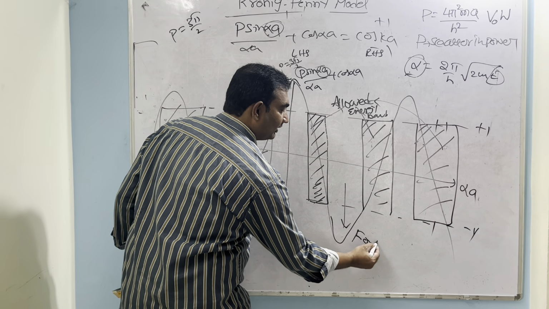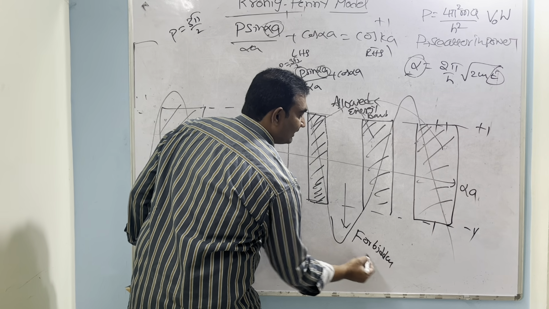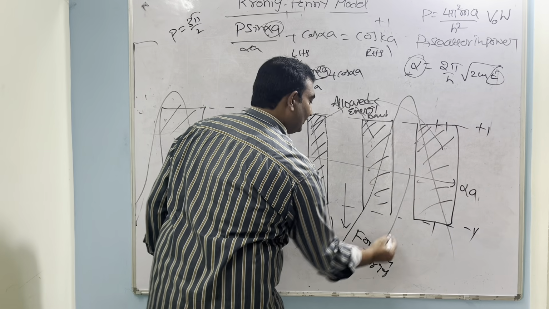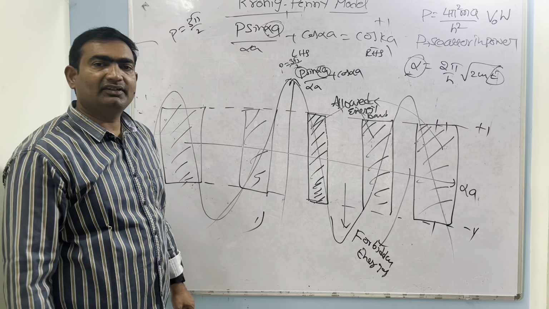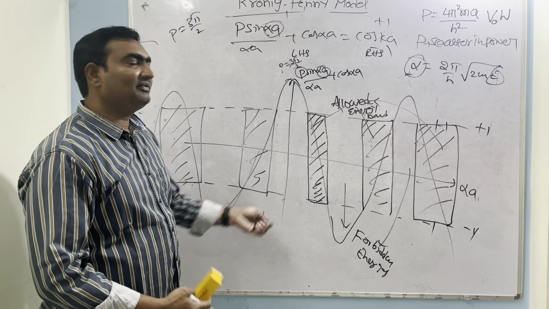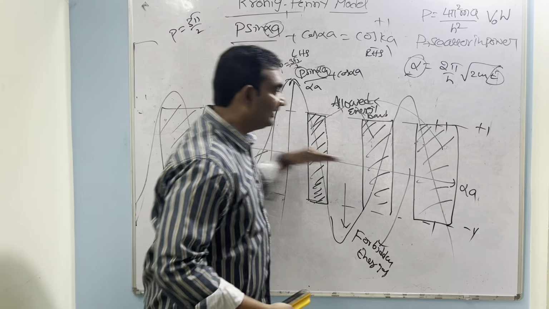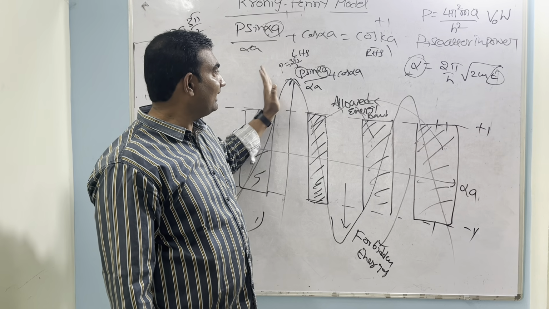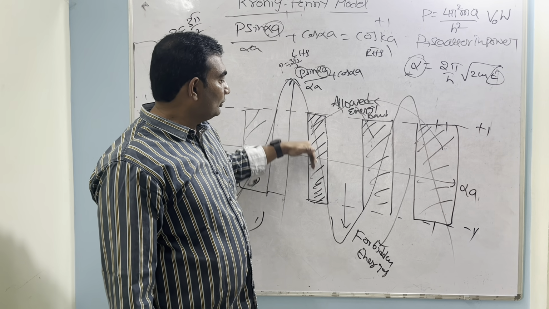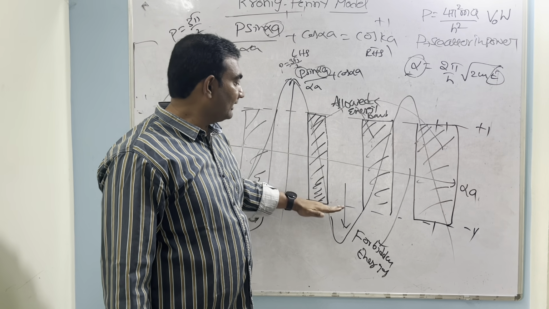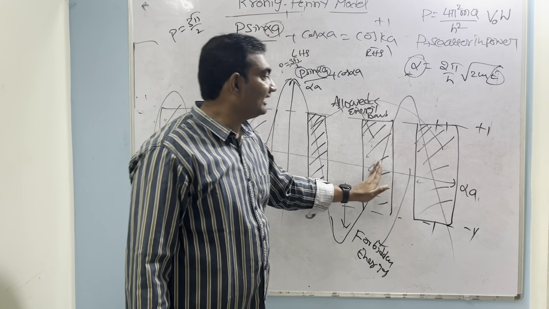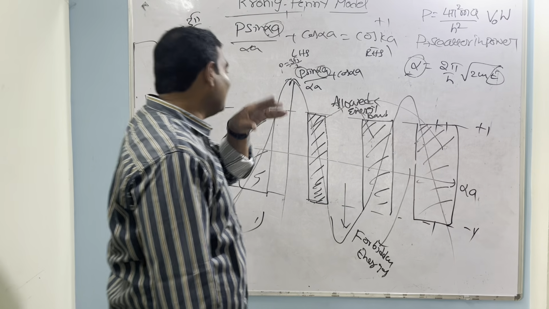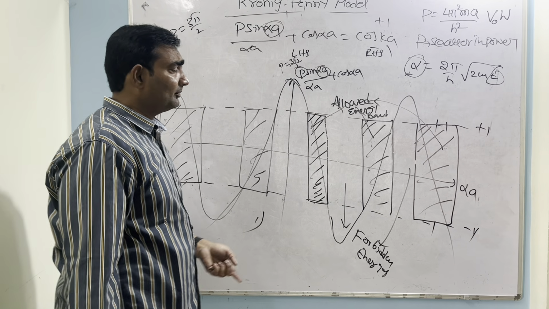This is called what? Forbidden energy gap. This one. This is also called forbidden energy gap. So this is the first conclusion. When we draw the graph between alpha A versus P sin alpha A by alpha A plus cos alpha A, the wave mechanical solution which exists between +1 and -1 forms allowed energy bands, which are separated by forbidden energy bands. This is the first point.